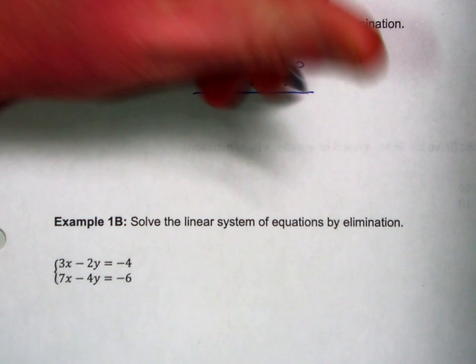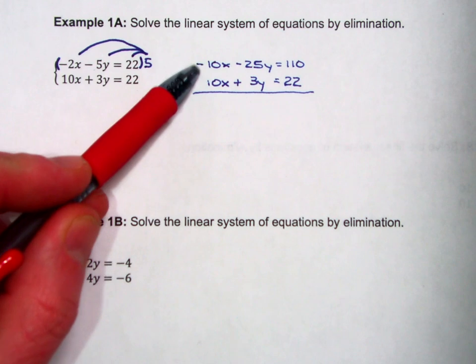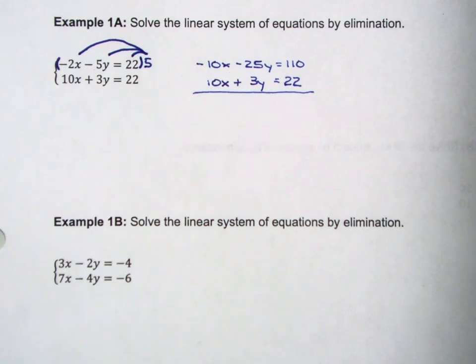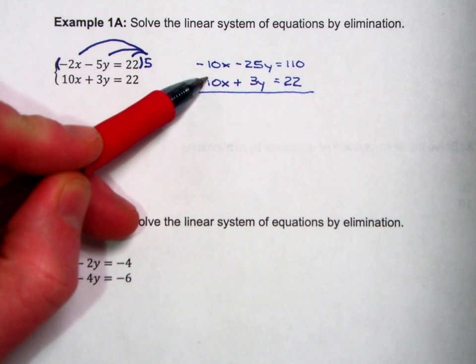And now, what we've done is we've made this problem look like one that we've done the last couple of days, where the numbers that are in front of the x's are the same, except one's positive and one's negative. And the numbers in front of the y's, whether they're the same or different, don't matter to us. So now what we've got to do is determine what operation we're going to do between these two equations to eliminate them.